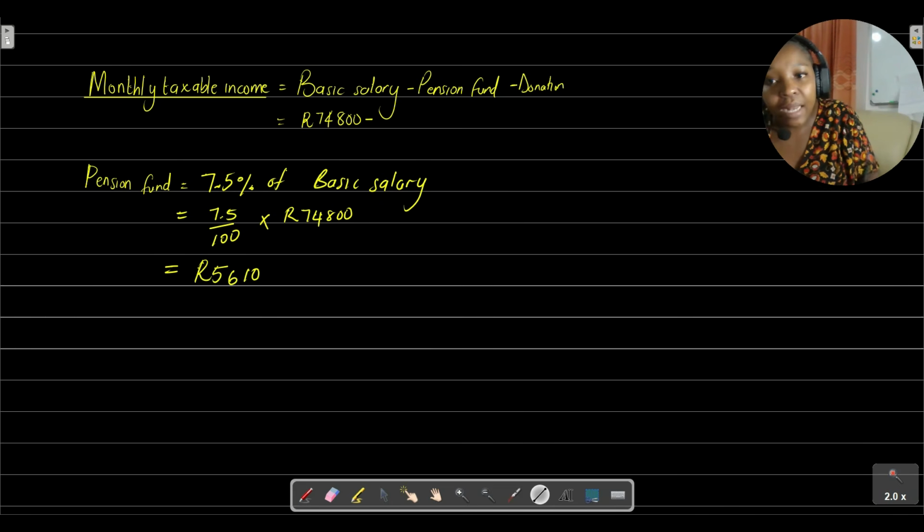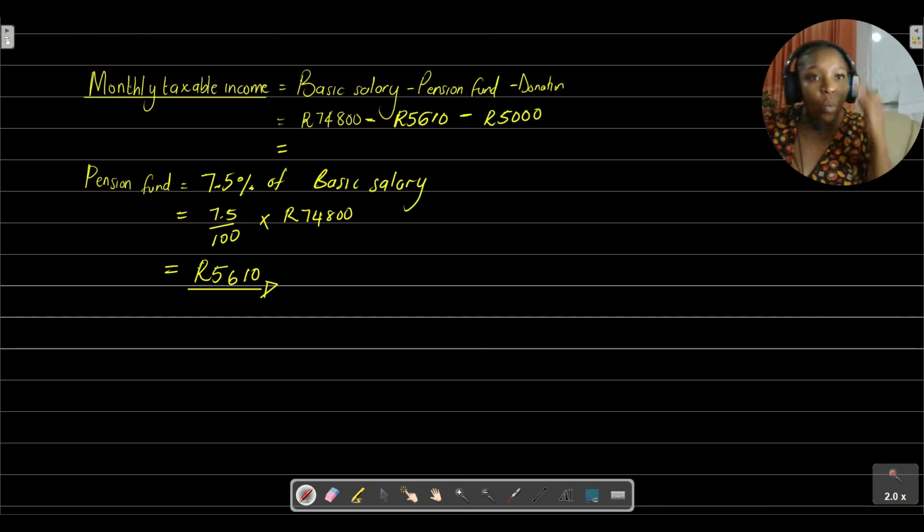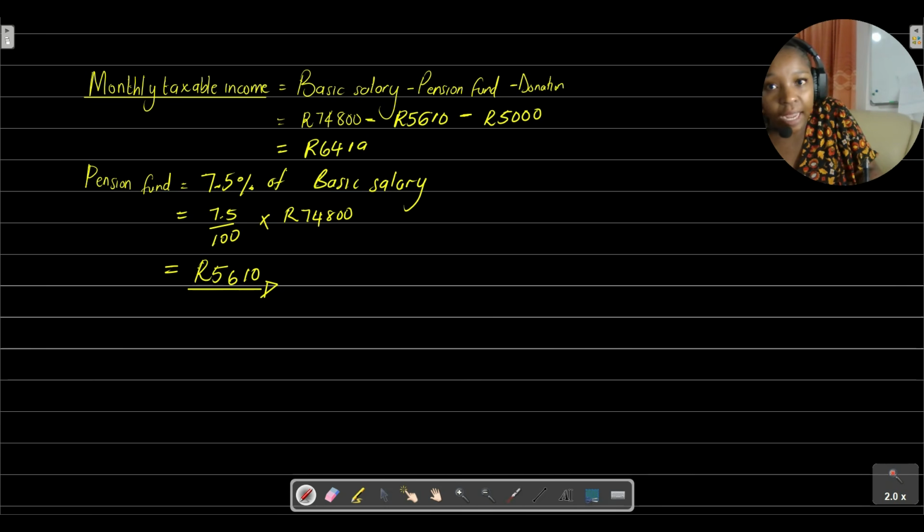5,610. Okay, so that is how much Mr. Parker contributes monthly towards his pension. So we're going to minus that pension of 5,610. Then we're going to minus the donations that he does monthly of 5,000. So how much do we get? What is Mr. Parker's monthly taxable income? It's 74,800 minus 5,610 minus 5,000. And then you will get that it's actually 64,190.